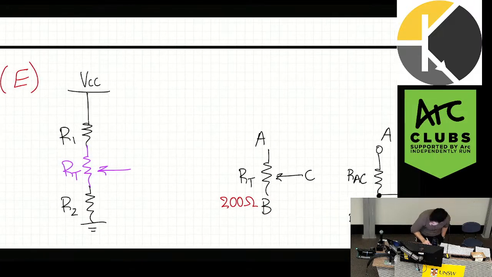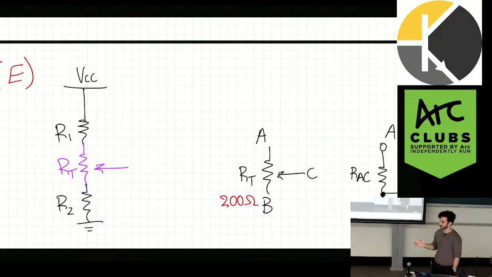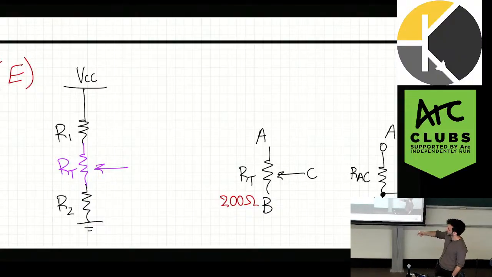Now, just in the interest of time, I'm going to skip finding these values. For that, you can have a look at the solutions. But essentially, the idea is you can just vary the resistance. So you set the center point to be VCC, and then you can vary this trim pot such that you vary your voltage.